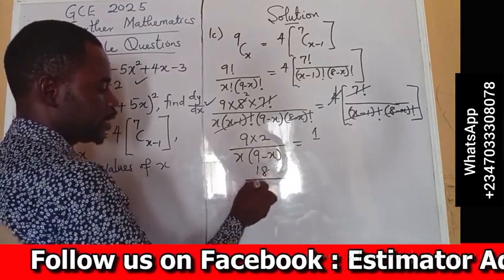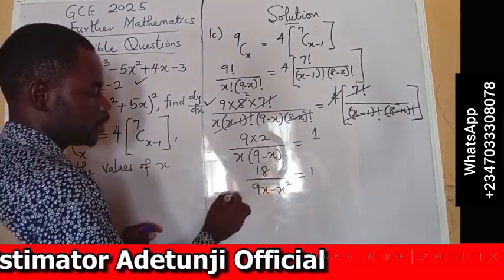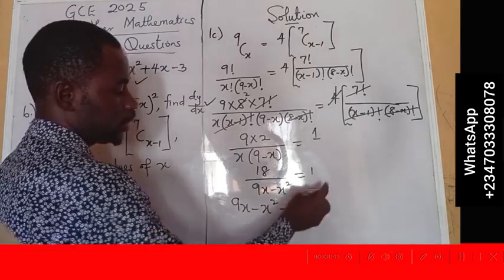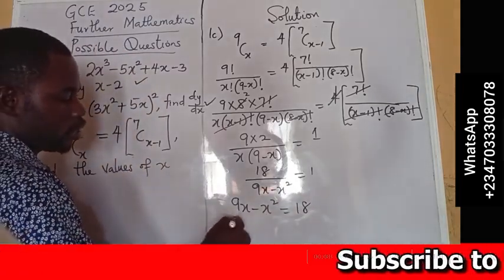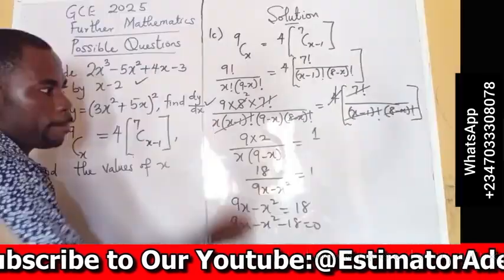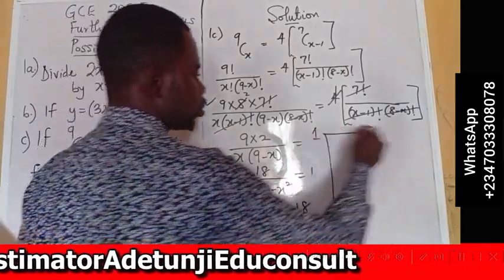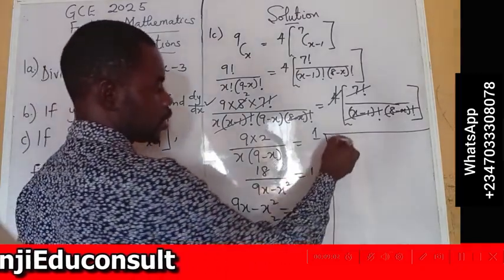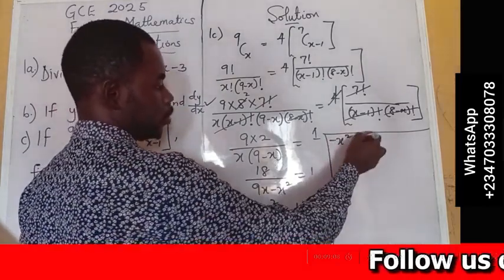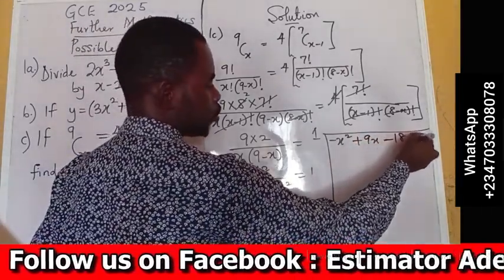If I open the bracket, that is 9x minus x squared, all equals 1. When you cross multiply, I am having 9x minus x squared equals what? Equals 18. If I put everything together, we have 9x minus x squared minus 18 equals 0. Permit me to write these in the form of a quadratic equation. I want the x squared to come first, so I'm having minus x squared, plus 9x, and negative 18 equals 0.